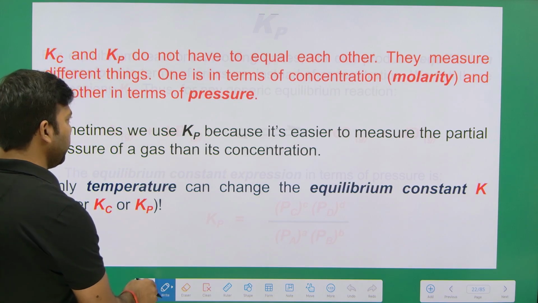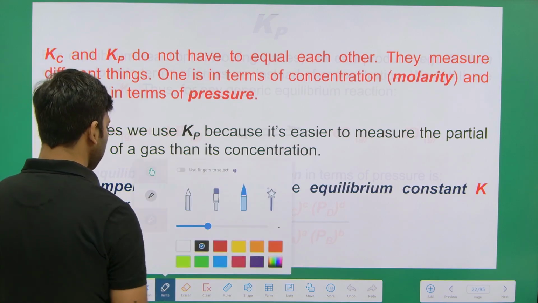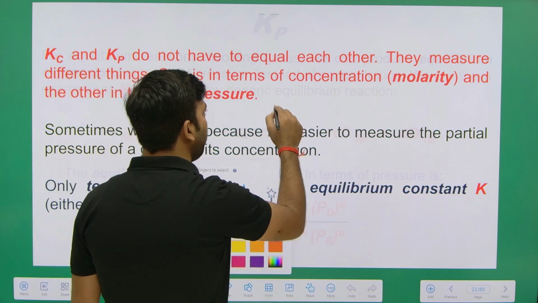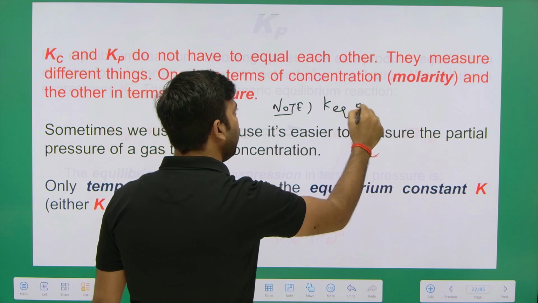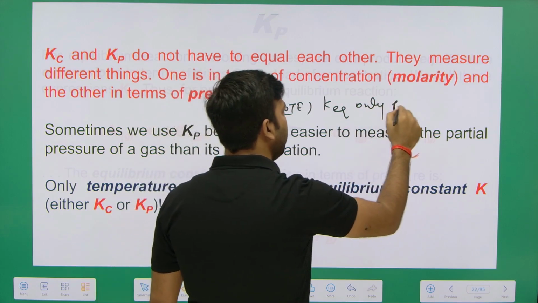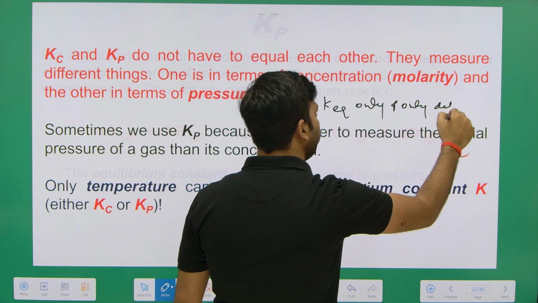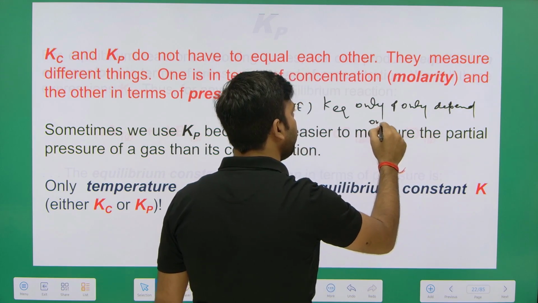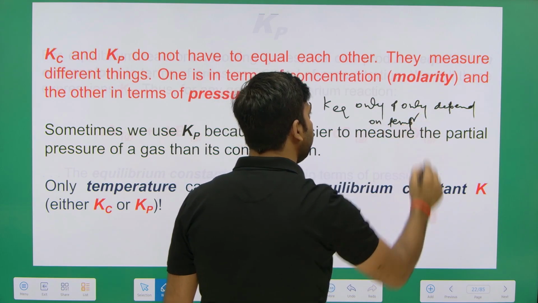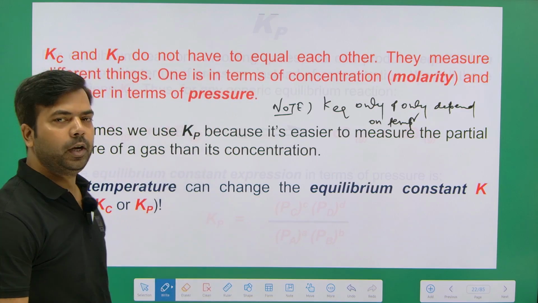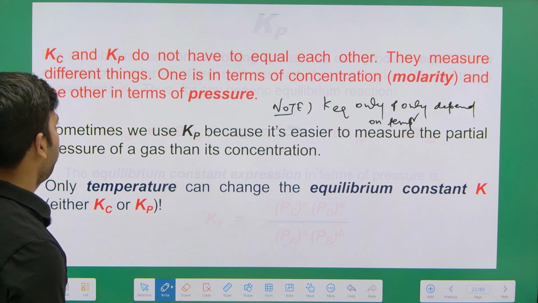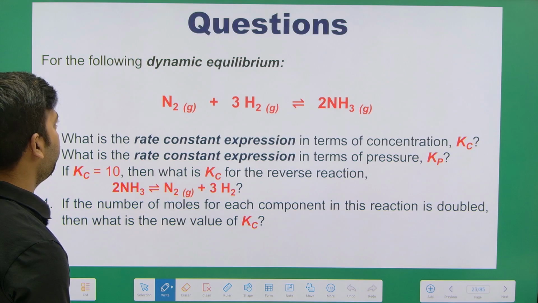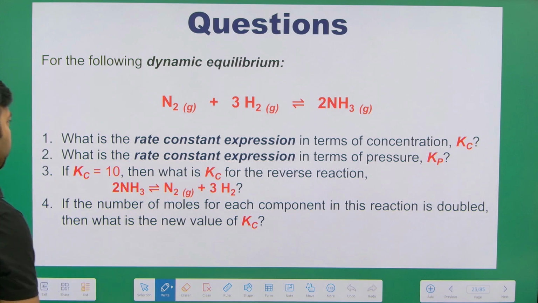But one thing I would like to add here, K equilibrium, this is a very important point, you can write down somewhere. K equilibrium only and only depends on temperature. This is a very important concept. It does not depend on concentration or whatever. It depends on only and only temperature. It means if you change the temperature, then the equilibrium constant can change. This is a very important line, the third one, and we are going to discuss it.